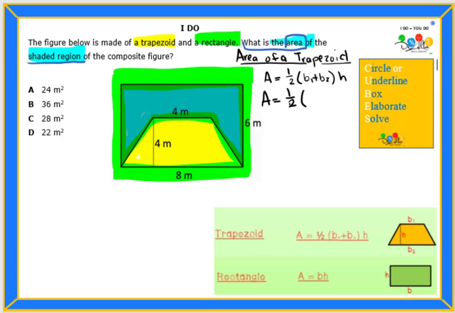So base 1, here's one of the bases. We'll call that base 1. And then the other base of the trapezoid, we're going to call that base 2. So base 1 is 4 plus base 2 is 8, times the height. The height is from one base to the other, and it is 4 meters.